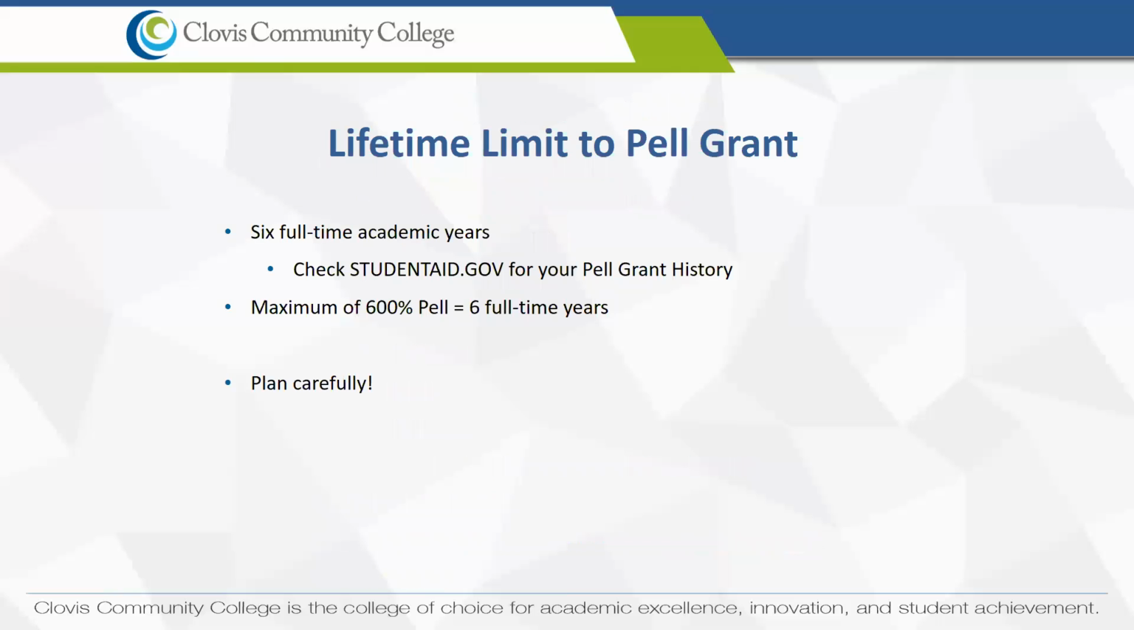Students can receive federal Pell Grant for up to 6 full-time years, or 600%. You can monitor the amount of federal Pell Grant you've used and the amount of loans you've borrowed by using your FSA ID to log into studentaid.gov.